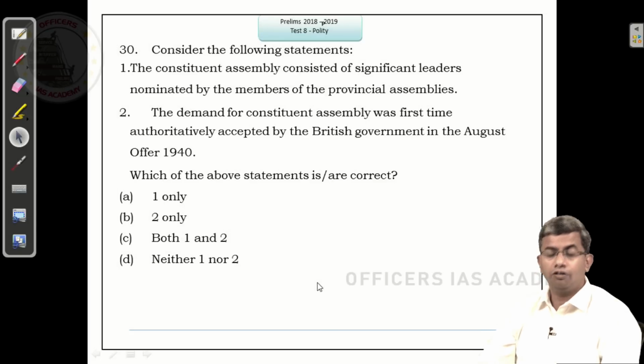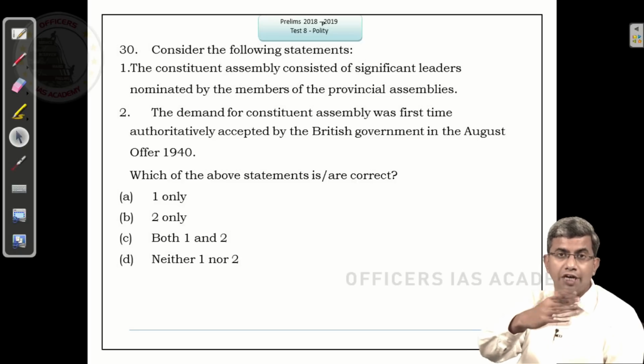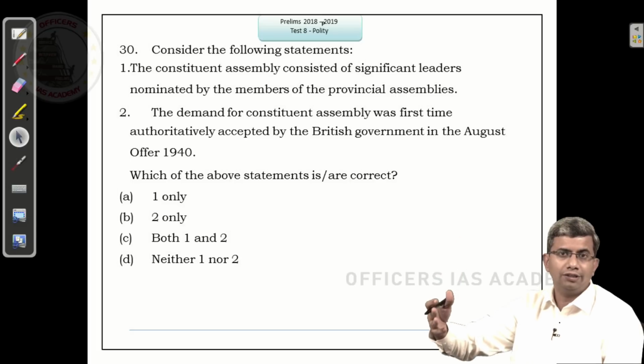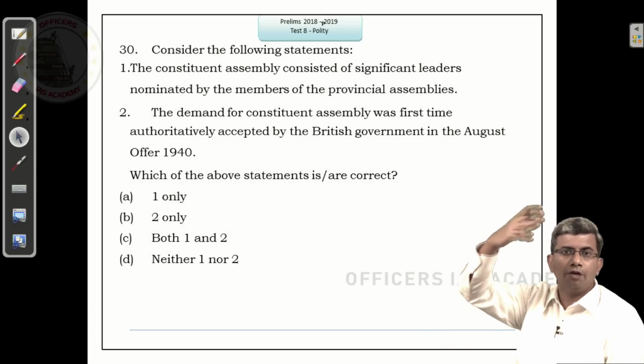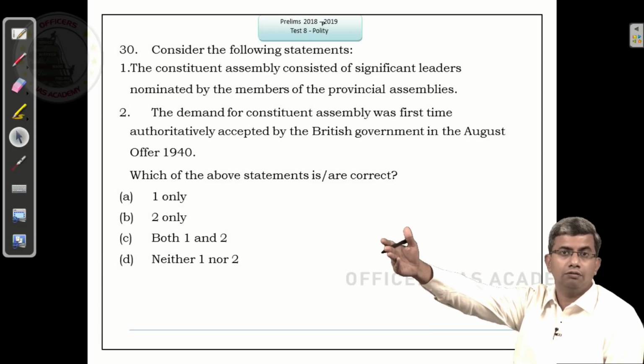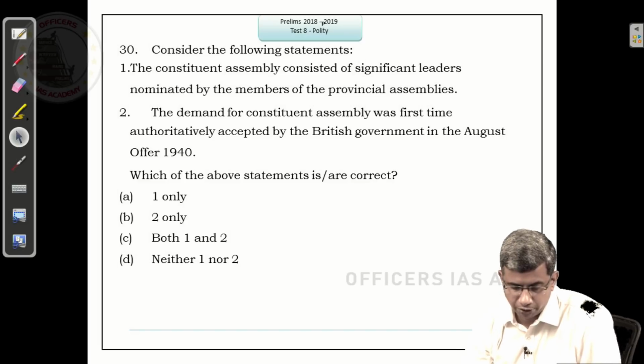Moving on, consider the following statements. The Constituent Assembly consisted of significant leaders nominated by the members of provincial assemblies. No, the Constituent Assembly members were majority of the provinces, only the princely states had sent their nominated members to the Constituent Assembly. For all the provinces, close to 300 members were indirectly elected by the provincial state legislatures. So the first statement is wrong.